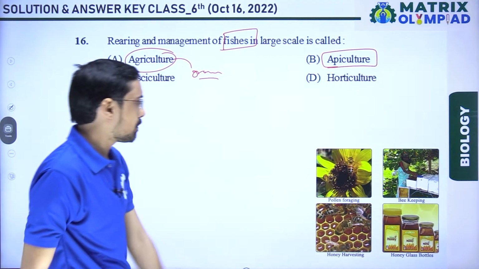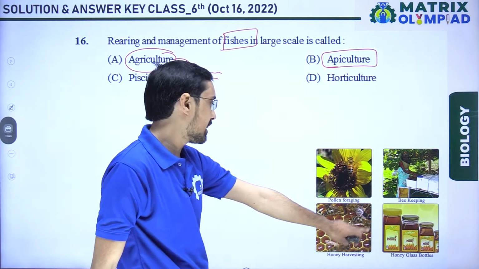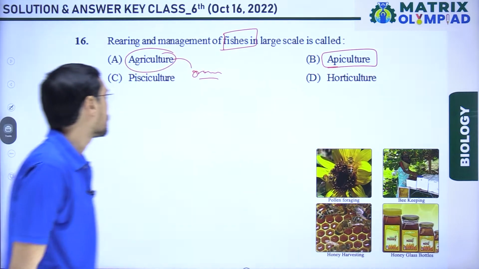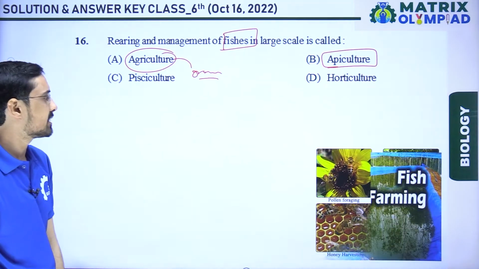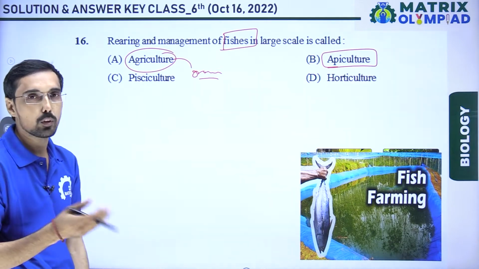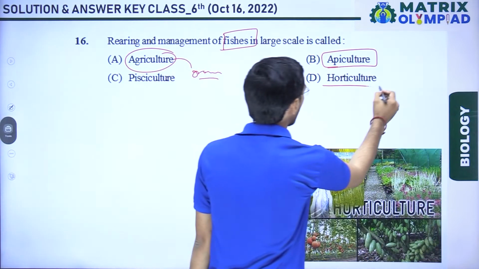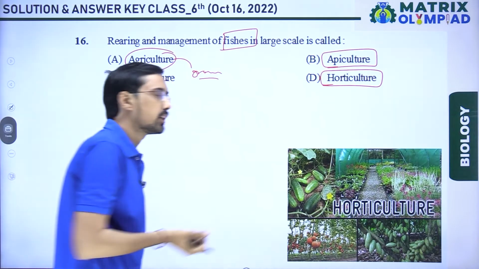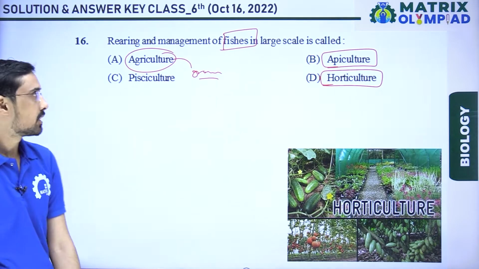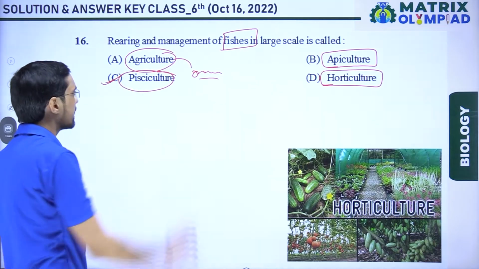Second is apiculture. Apiculture is about honeybees, in which we can see pollen foraging, beekeeping, honey glass bottles, honey harvesting. All these steps are included in apiculture. Now next we can see pisciculture. Pisciculture is about fish farming, in which we keep fishes on a large scale for many uses. Now move to the last option, horticulture. Horticulture is the growing of flowers and fruits for our daily use as well as for decoration. Now the most appropriate option is pisciculture. This will be our correct answer.